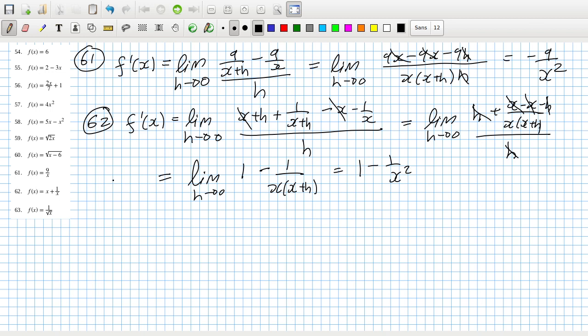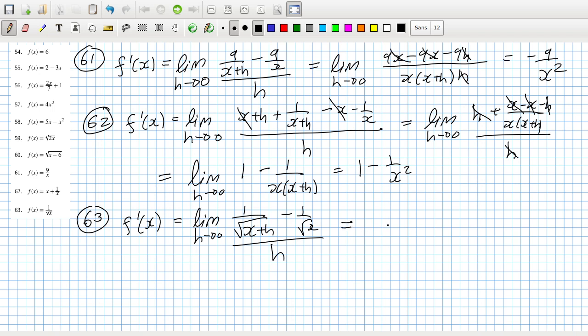Yeah, okay. And then the last one, 63, f dash x will be the limit as h goes to 0 of f of x plus h minus f of x all over h. Let's put these together, see what happens. So that's going to be root x plus h, and then root x minus root x plus h all over h. I forgot to write my limit. Sorry, went a bit off radar there.